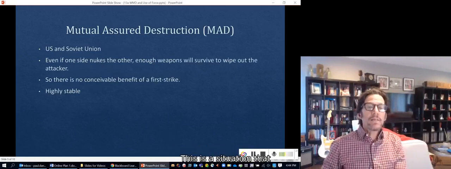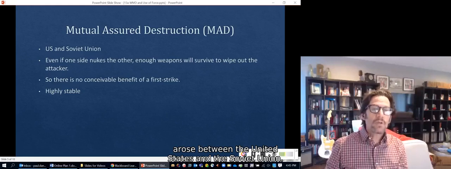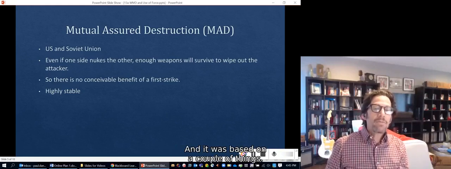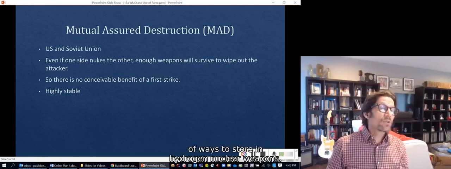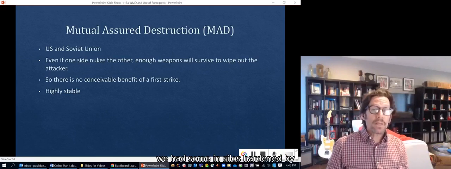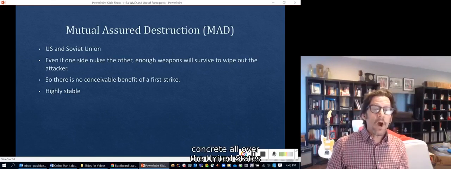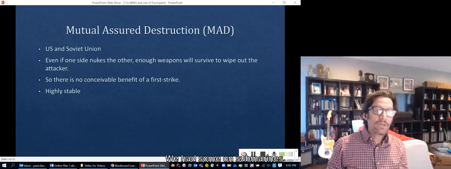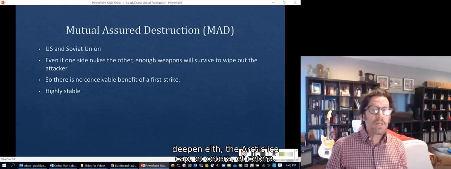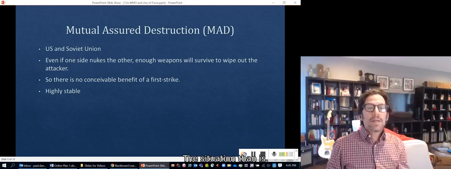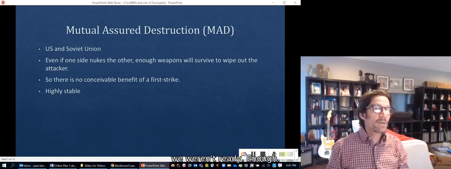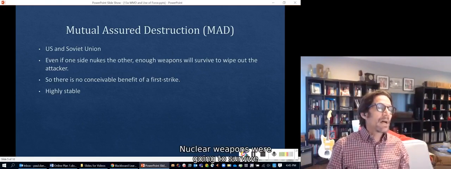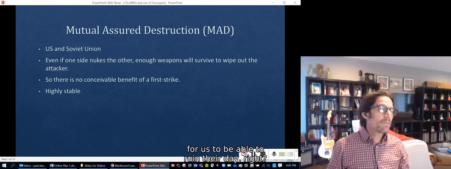This is a situation that arose between the United States and the Soviet Union. And it was based on a couple of things. One is huge numbers of nuclear weapons. And the other was a diverse variety of ways to store and hide your nuclear weapons. We had some on airplanes. We had some in silos, hardened by concrete, all over the United States and all over the Soviet Union. We had some on submarines deep beneath the Arctic ice cap, et cetera, et cetera. The situation then is, even if the Soviet Union got off a surprise attack on the United States, completely caught us when we weren't ready, enough nuclear weapons were going to survive for us to be able to ruin their day, right?